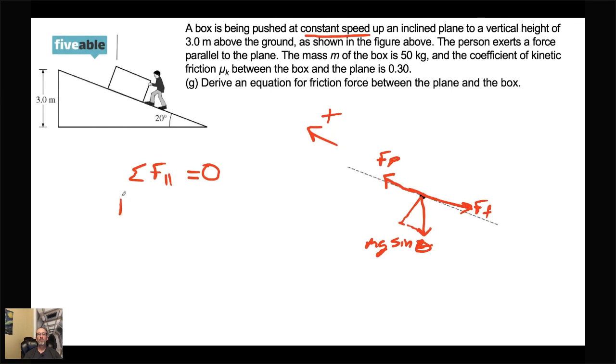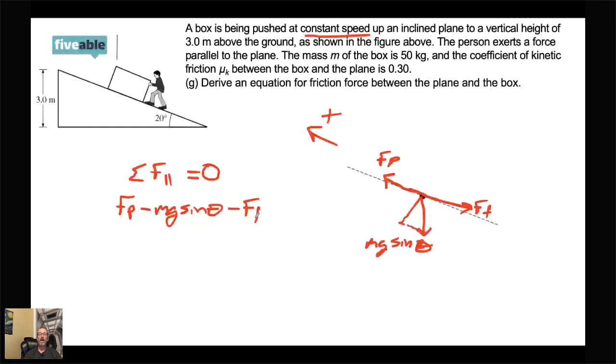We have the force of the push, which is positive. Mg sine of the angle, notice that it is to the right of the dot. If it's to the right of the dot, it's negative. So that's minus mg sine of the angle, minus the force of friction. And that is equal to 0.